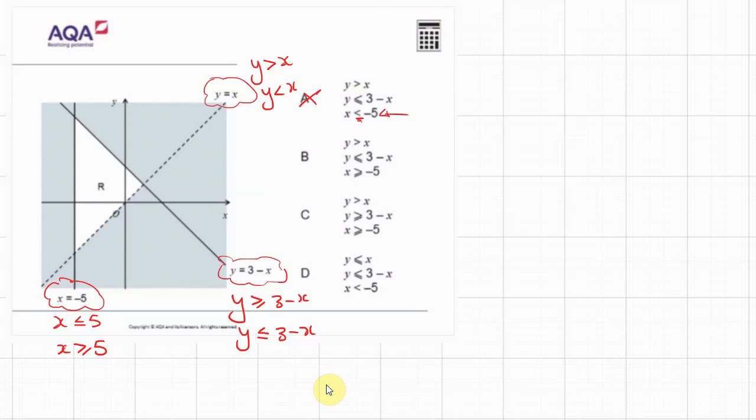That's all fine, that matches up with what I'm expecting. That X is matching up with what I'm expecting, that's matching up and that's matching up. And then this one again here, this inequality sign and this inequality sign are not what I'm expecting from what they've drawn. So I've narrowed it down to B and C.